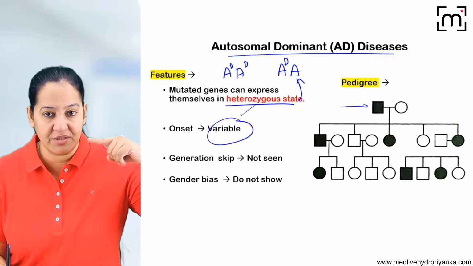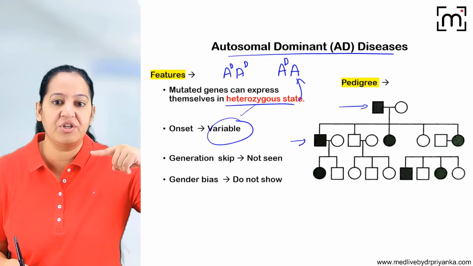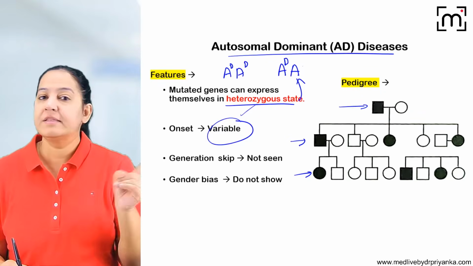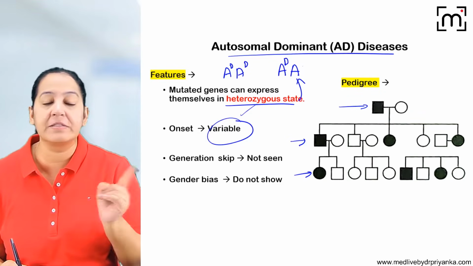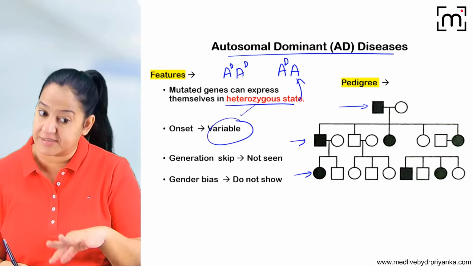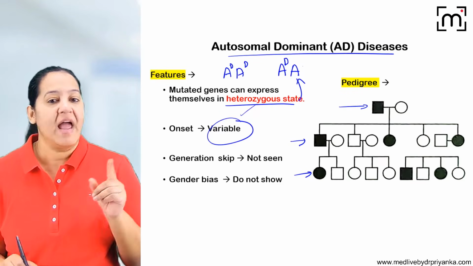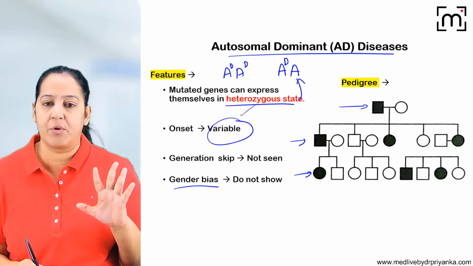There is no generation gap. You can see the first generation, there is an individual. You can see the second generation, you can see the third generation. In all generations, there is an affected individual. There is no generation gap. There is no generation skip. In contrast to autosomal recessive, where generation skip is quite possible. And there is no gender bias.